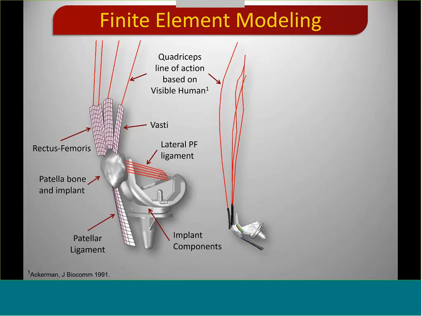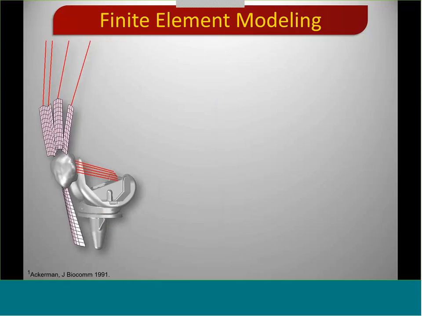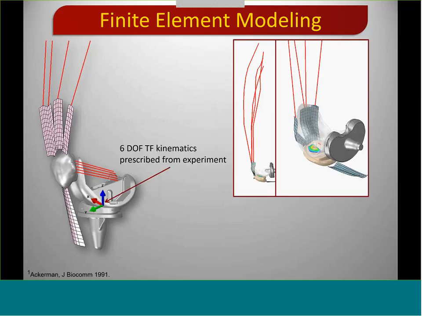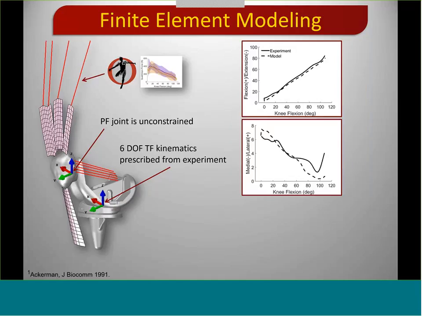The boundary and loading conditions of the finite element model include 6 degrees of freedom tibiofemoral kinematics that are prescribed based on the experimental data, and the patellofemoral joint was free to move, and quadriceps force was applied based on predictions from OpenSim. Models were calibrated to match the experimental patellofemoral kinematics, including perturbations of the patellofemoral soft tissue attachments and initial pre-strain in the medial and lateral patellofemoral ligaments. The figures on the right show the calibration of a representative subject.